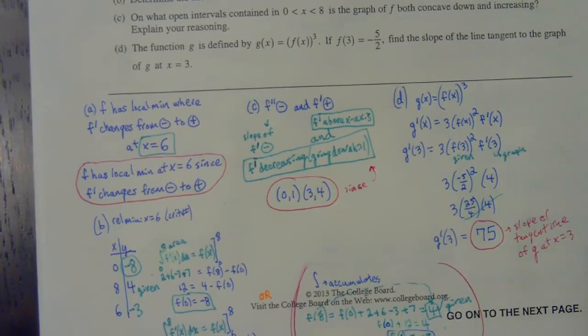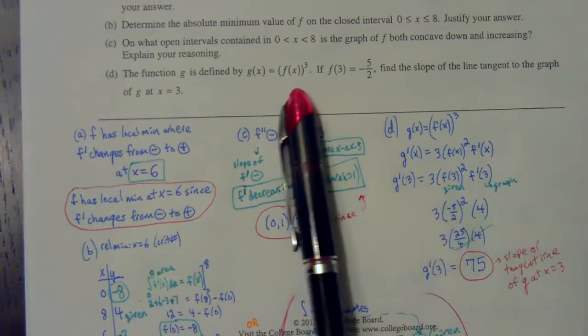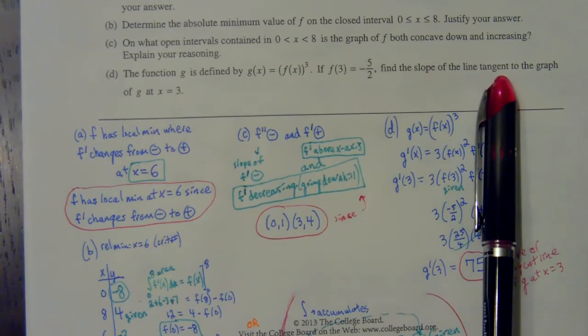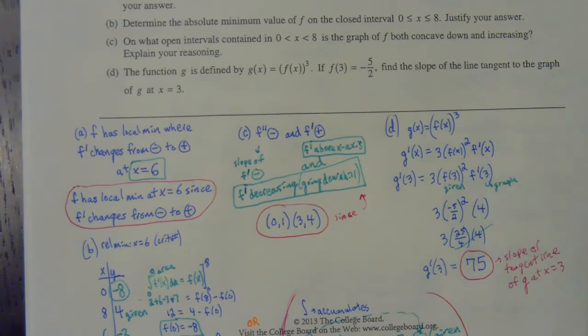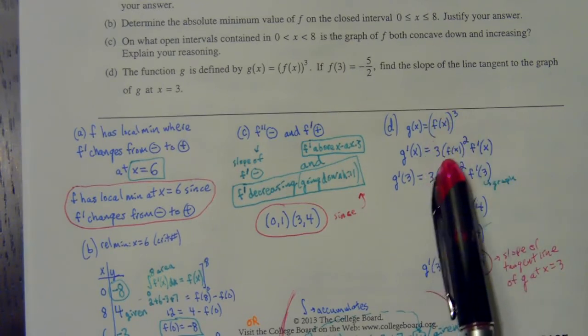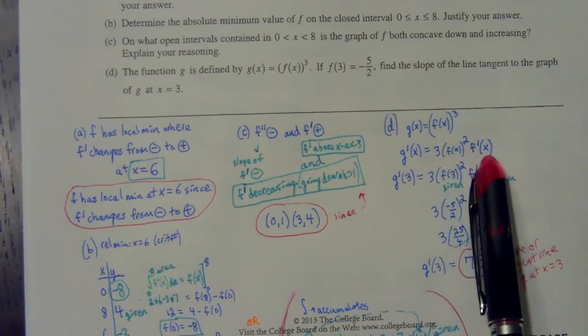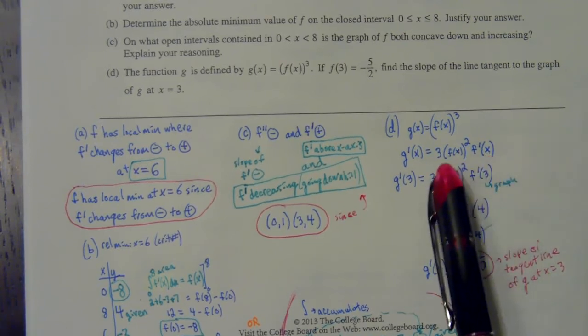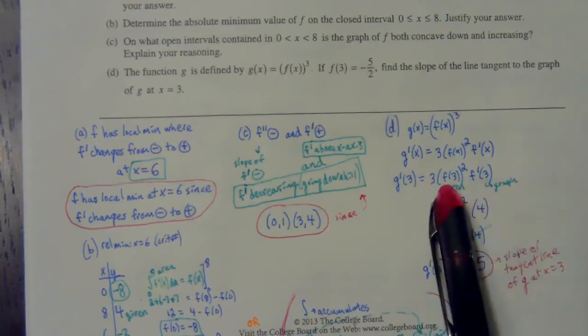Letter D, I thought was a pretty easy problem. They give us a power, and it just says, what's the slope of the line tangent? It doesn't say write the equation of the tangent line, so I don't need to do point slope form. It just says, what's the slope of the tangent line, which is your derivative. So this is a power. We're going to multiply by the power, leave the inside alone, decrease the power by 1, times it by the derivative of the inside, and then it says add 3. So you have to plug in 3 for the x's.